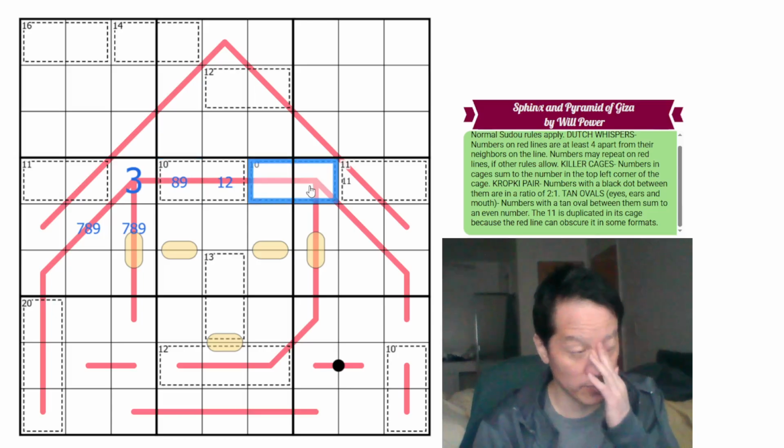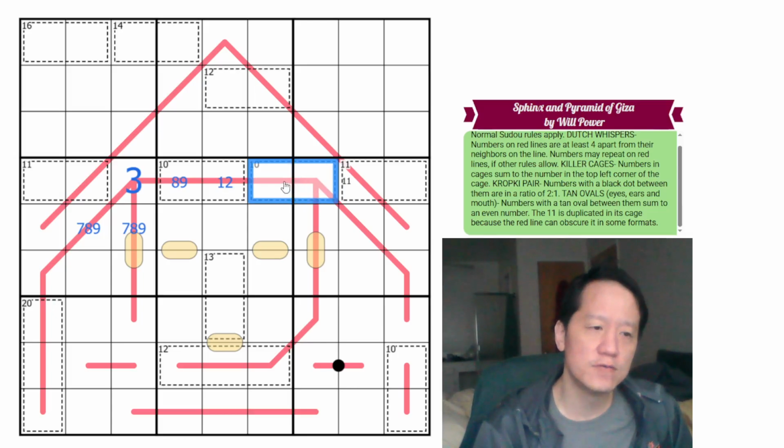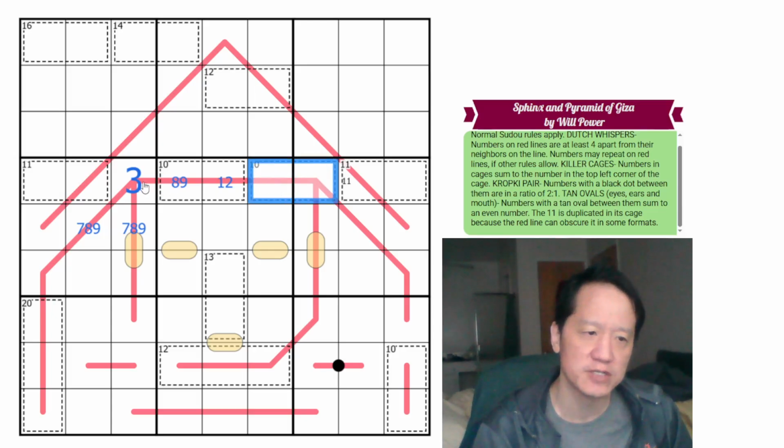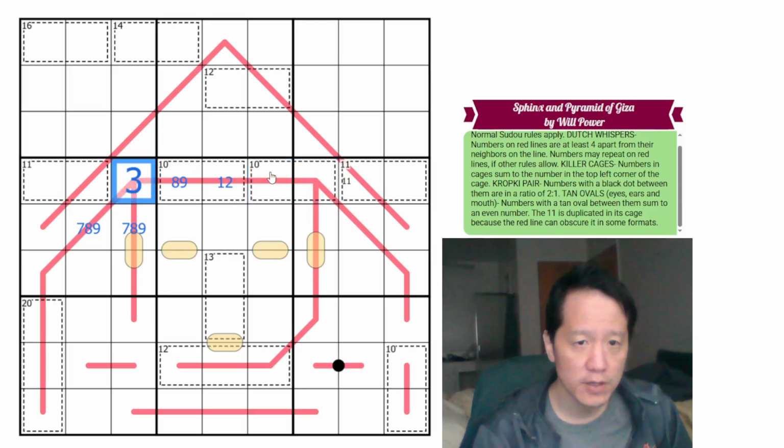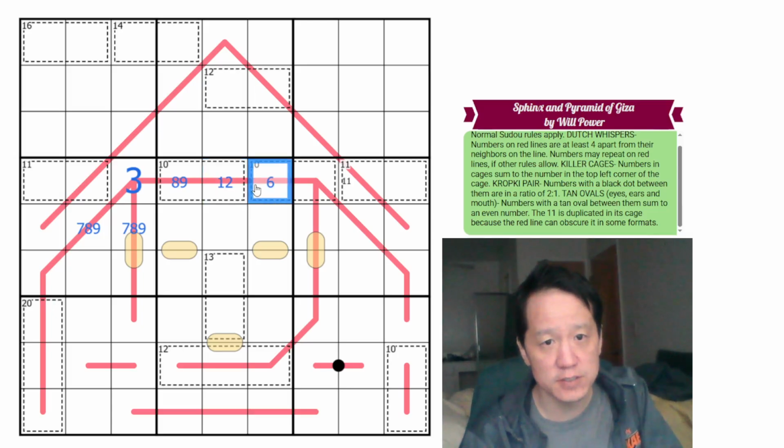Similarly here, the possibilities here are 1, 9, 2, 8, or 3, 7, or 4, 6. But 3, 7 is eliminated because of that 3. These digits have to be 4 away from 1 or 2, so they must be 6, 8, or 9.